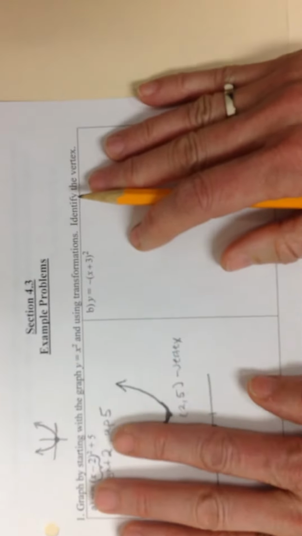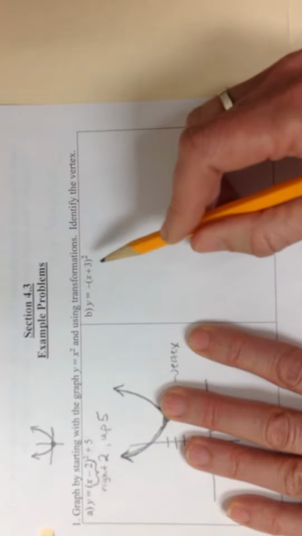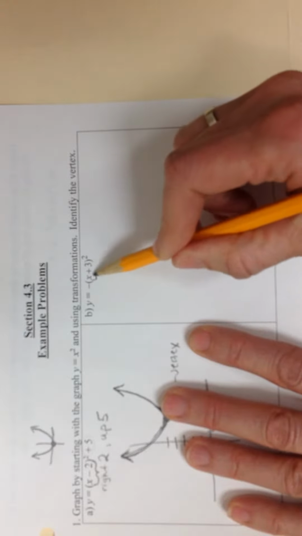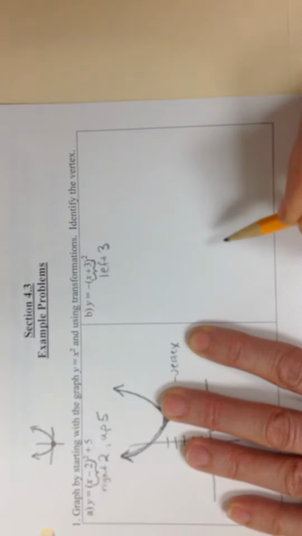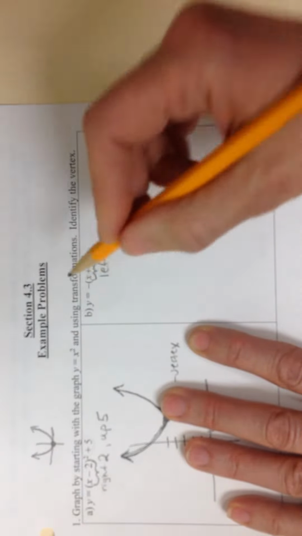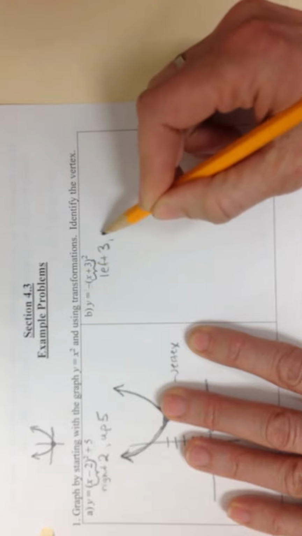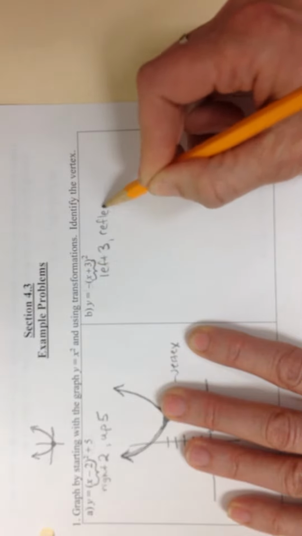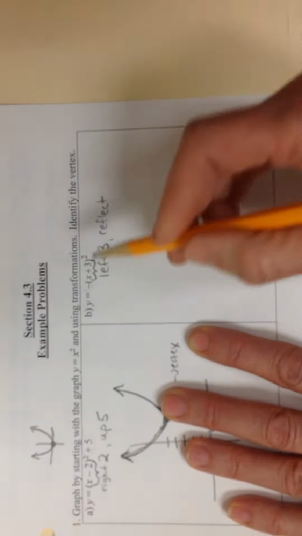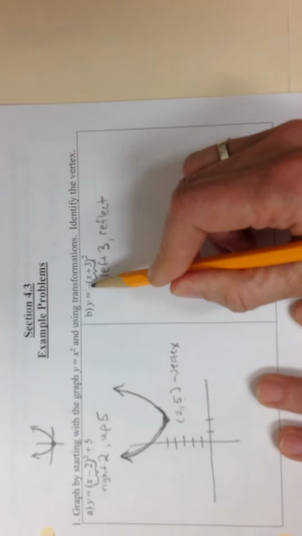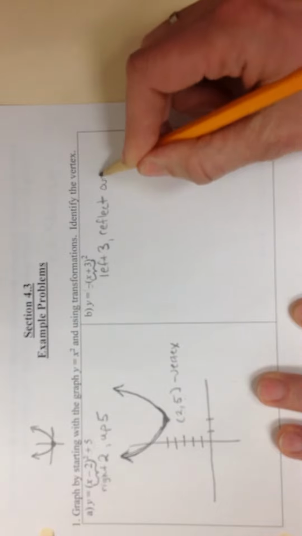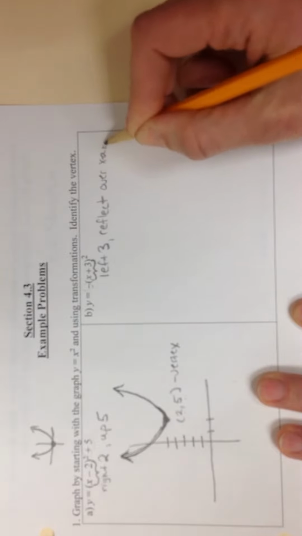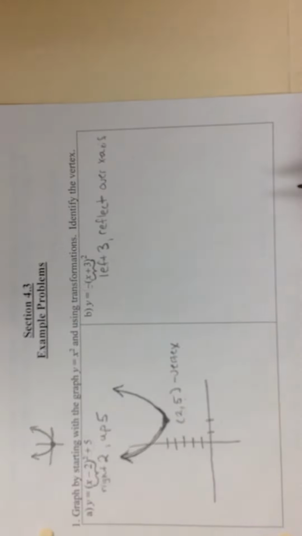Now on this next one, we still want to use our transformations. We'd have addition on the inside of our parentheses, so that means we're going to go left 3. And then there is a negative sign. Now remember, negative signs always mean to reflect or flip. Since the negative sign is on the outside of the parentheses, it's going to affect our y's, so we will reflect over the x-axis, because it's the x-axis that separates our positive y's from our negative y's.